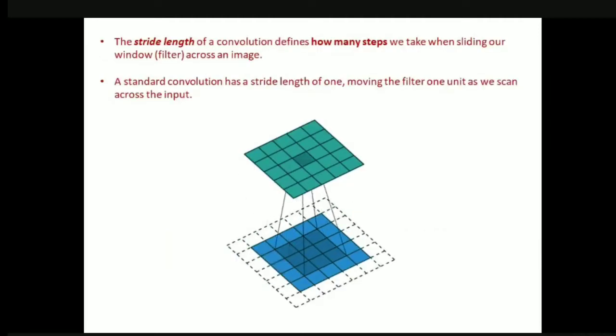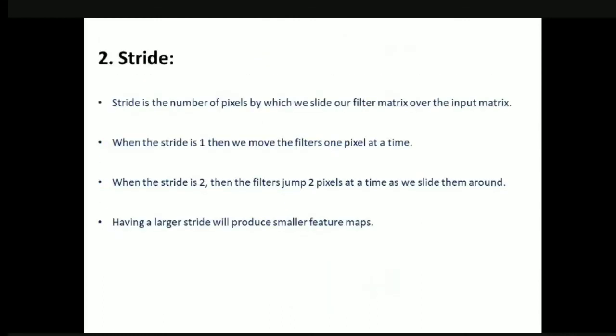What is the stride of this particular one? For this convolution operation, how many pixels are we moving at a time? We are moving one pixel at a time, right? The stride here is 1. So when the stride is 1, we move the filter 1 pixel at a time. If the stride is 2, the filter moves 2 pixels at a time.